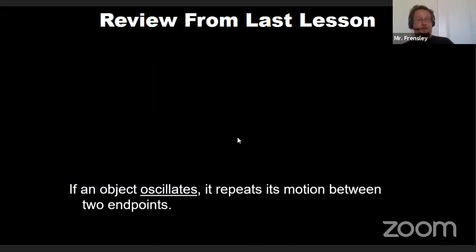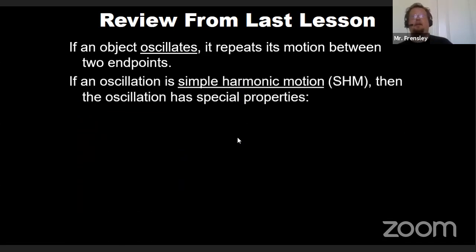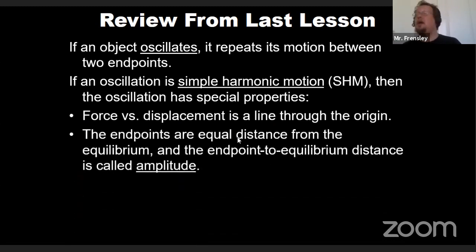All right, let's review from last lesson. When an object oscillates, scary big word, right? It repeats its motion between 2 endpoints, okay? Simple harmonic motion is a special type of oscillation. It's got our special properties. Let's see if we can remember them. Force directly proportional to displacement, also opposed in direction to displacement. Potential energy is a quadratic function of displacement.